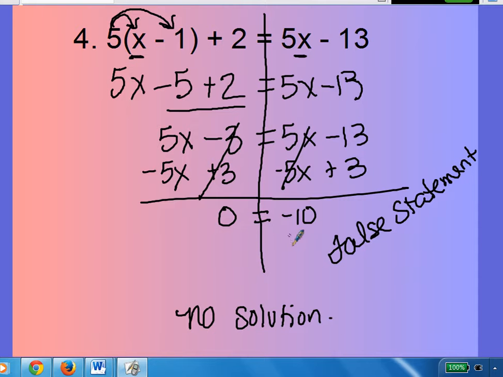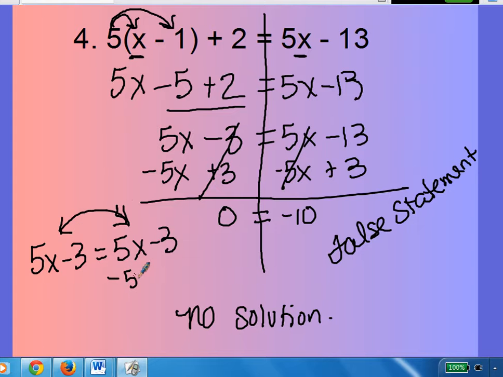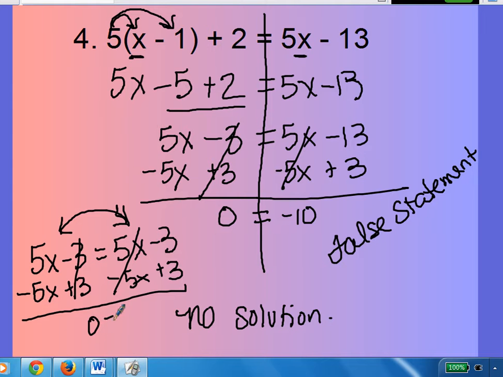Now remember that if this happens tomorrow on the test, but for some reason we get something like 5x minus 3 equals 5x minus 3, notice that they're identical statements, and I move the 5x across the border to be with this 5x and cancel it out, and I take this negative 3 and I put it on the other side and I cancel that out. I get the statement 0 equals 0.